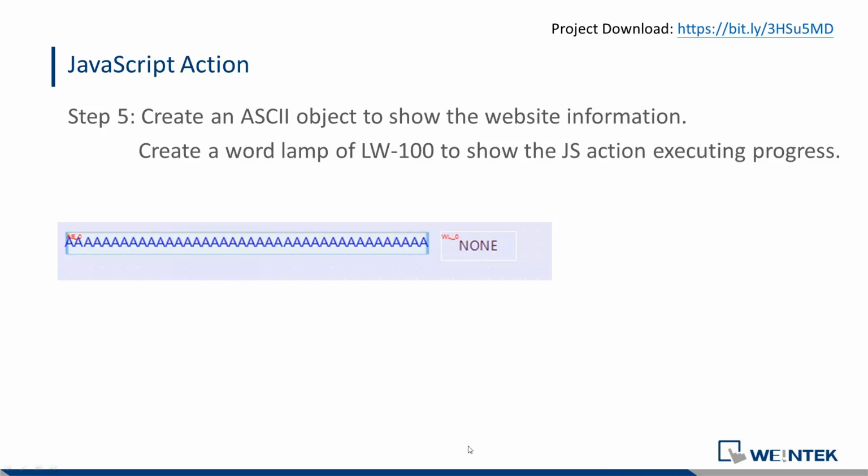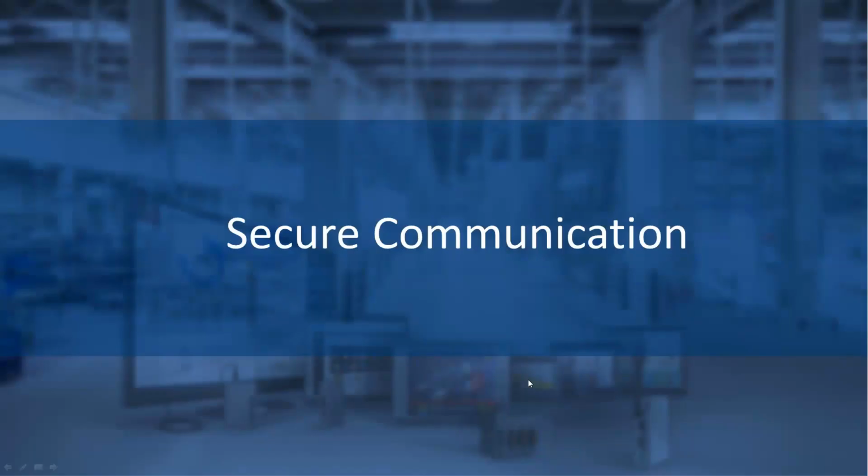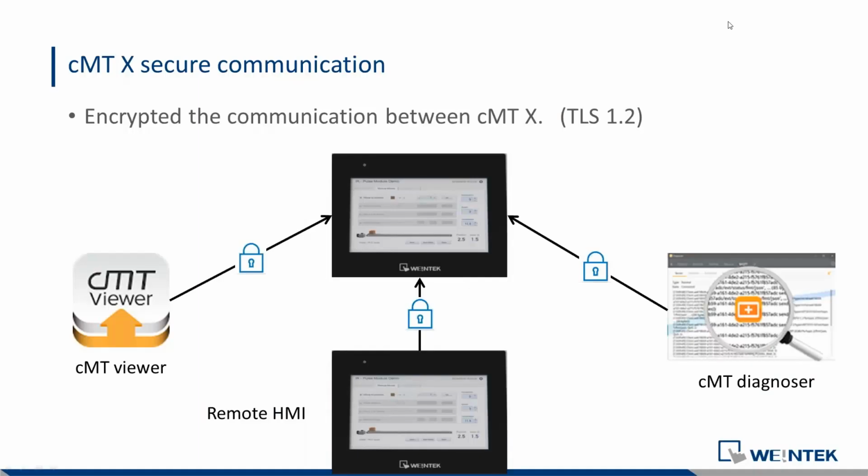Okay, so the next part is to talk about our secure communication here. This is a new feature that allows you to encrypt the communication between CMTX devices. The security protocol we need to use is TLS, version 1.2. All right, we use TLS 1.2 to encrypt the communication. So if you are using a CMT Viewer to connect to an HMI, the communication can be encrypted. If you use a CMT Diagnoser to connect to the HMI, the communication can also be encrypted.